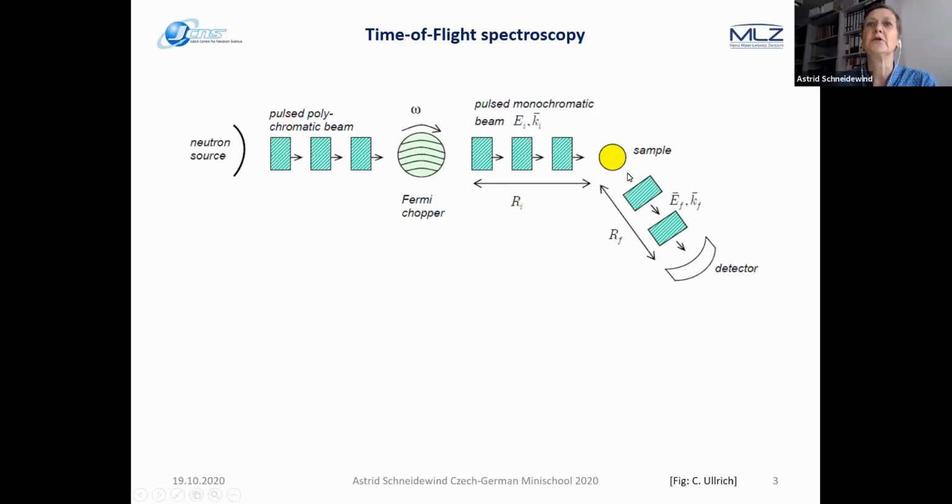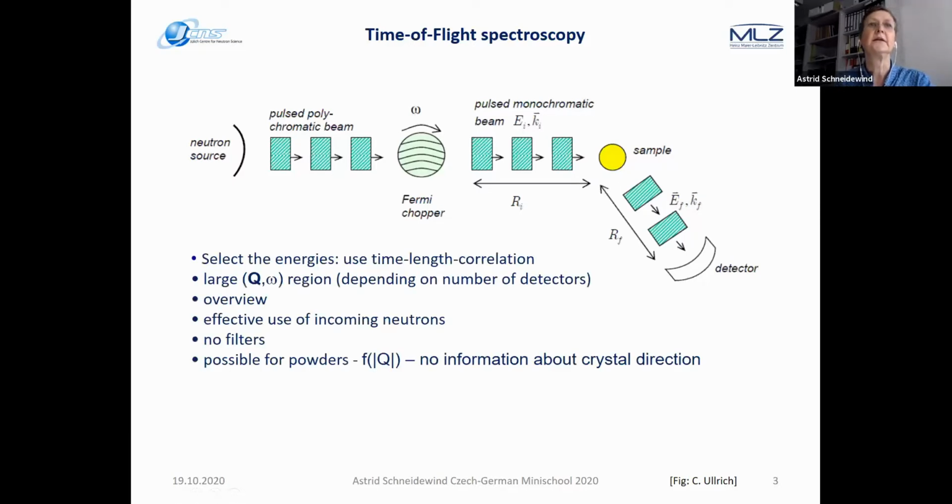And if we take one neutron, it will have a so-called finite energy and a finite K vector. And if you know now the time when the neutron arrived at the sample and you detect the neutrons with a timestamp, then by knowing the length or the way between the sample and the detector, you can conclude about the energy. And for sure, with the angle, you can also conclude about the Q direction. So what we get finally is we use the time and length correlation to know about the energy of our neutrons. We can cover, if we use a lot of detectors, a quite large Q omega range.